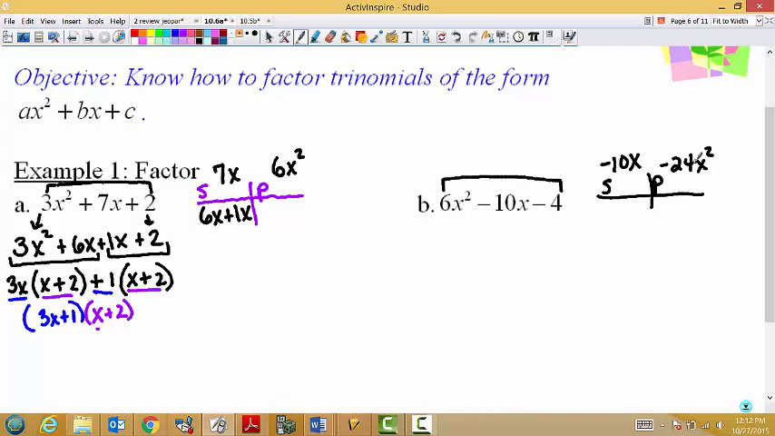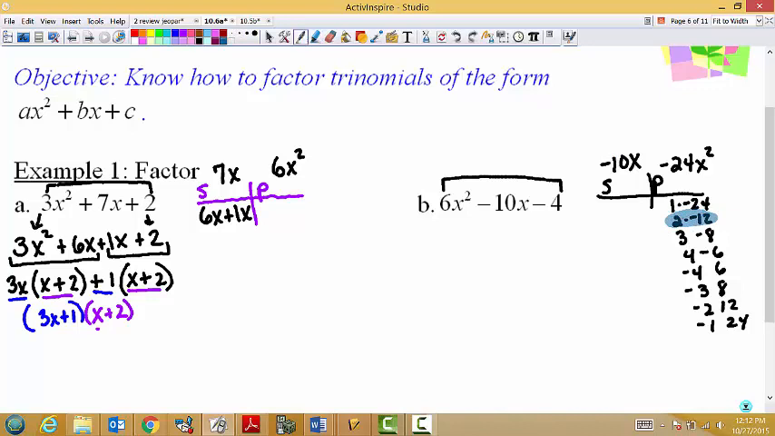Negative 24. That would be 1 and negative 24, 2 and negative 12, 3 and negative 8, 4 and negative 6, or negative 4 and positive 6, negative 3 and positive 8, negative 2 and positive 12, negative 1 and 24. That's everything that could possibly multiply together to give me negative 24. Now, I see 4 plus 6 makes 10, but a 4 and a negative 6 doesn't make a negative 10. So, if I'm looking, this one adds together to give me negative 10.